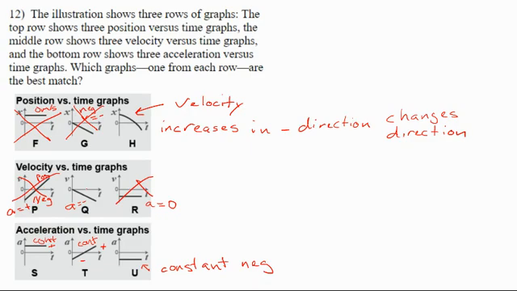So now we look at the acceleration. Which one is a constant negative acceleration? U. Ta-da! Thank you. So we've got H, Q, and U. That was it.